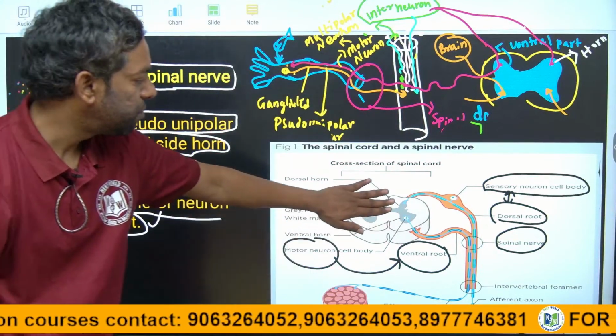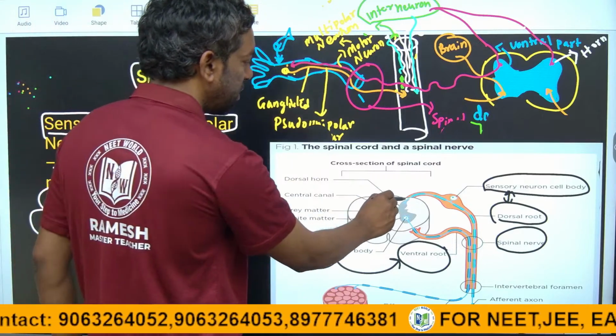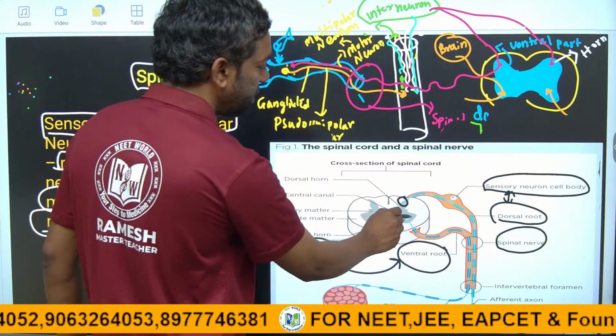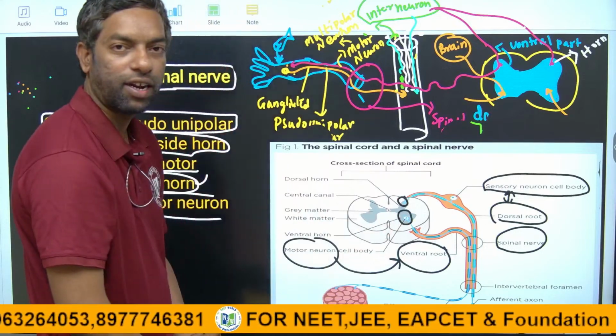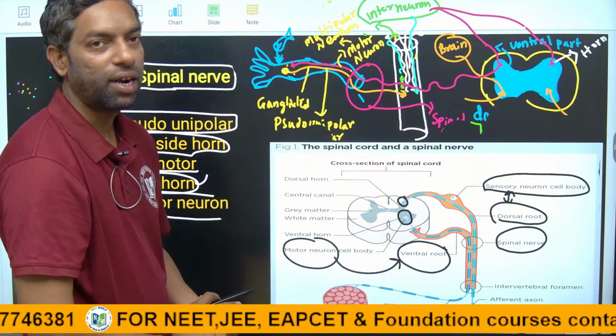This is the spinal cord. This is the dorsal horn, guys, and this is the ventral horn. This is the location where the interneuron is connected in the spinal cord. This is all about spinal nerves.